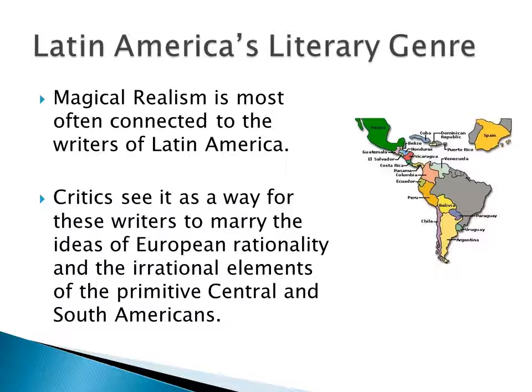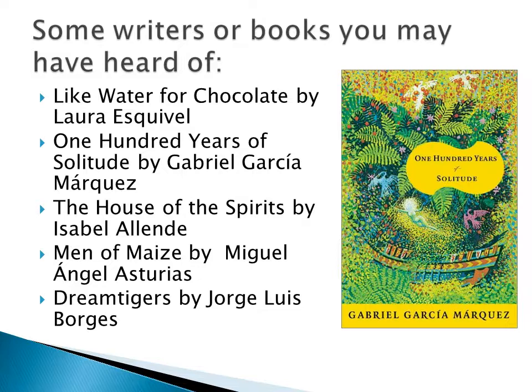So here are some of the writers or books you may have heard of, like Water for Chocolate by Laura Esquivel, which is also a terrific movie. 100 Years of Solitude by Gabriel Garcia Marquez, which won a Pulitzer. The House of the Spirits by Isabel Allende. The Men of Maize by Miguel Angel Asturias. And Dream Tigers by Jorge Luis Borges. And we are reading one of his short stories in class.